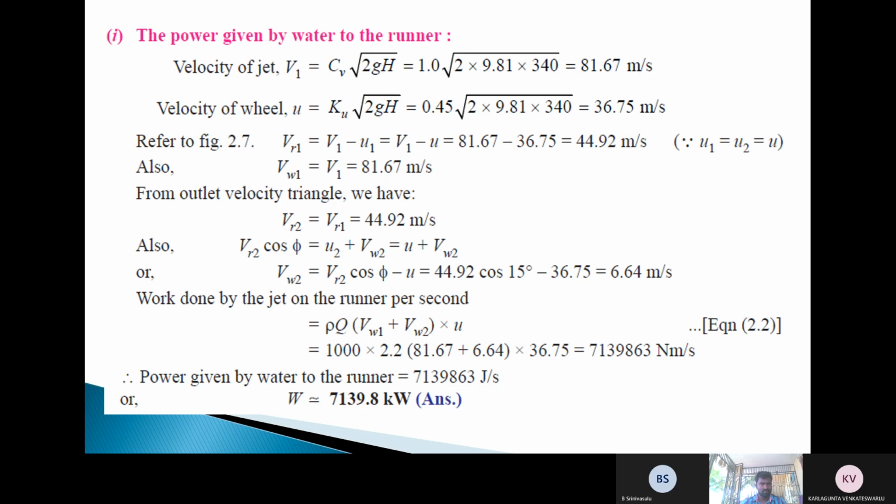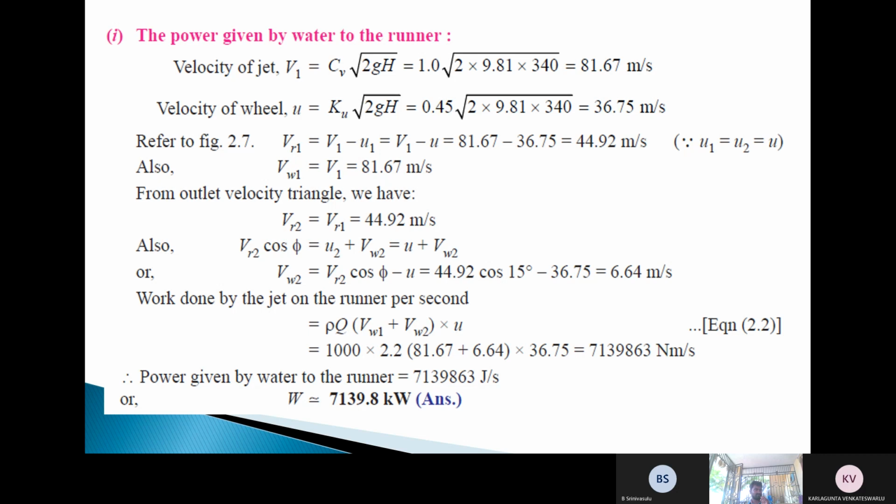Okay, next, the power given by the water to the runner. The velocity of jet V1 equal to Cv root of 2gH. Cv means 1.0, root of 2 into 9.81 into H equal to 340, that equal to 81.67 meter per second. Next, velocity of wheel U equal to Ku root of 2gH. K is already given in the problem. To calculate, U equal to 36.75 meter per second.